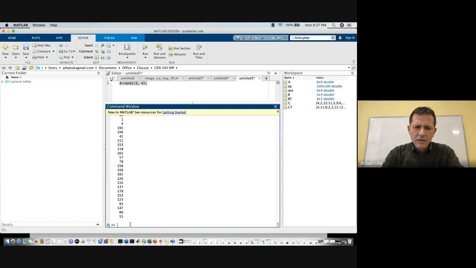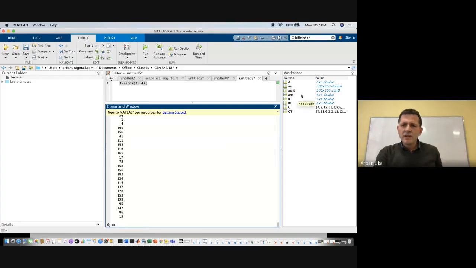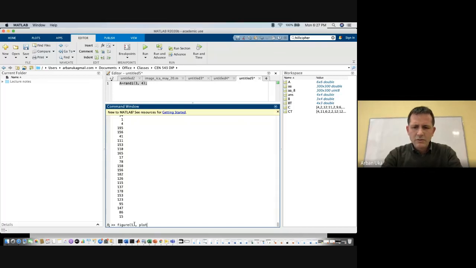Now, AA, let's try this one, AA8. This is equal to unsigned integer 8 of the AA. And what we're doing here is just defining a new variable where AA is type double, and AA8 is unsigned integer 8, but it's again a 300 by 300 matrix. Now, what we can do with these is that we can see, if we do here, it should be imshow AA unsigned integer 8.